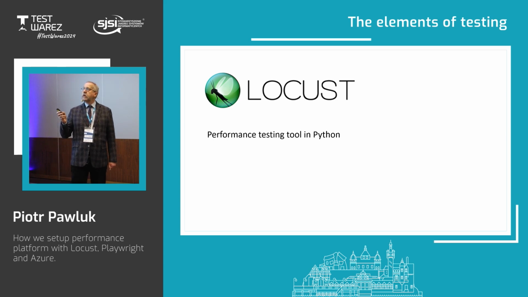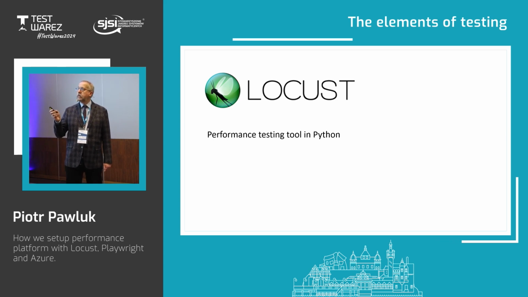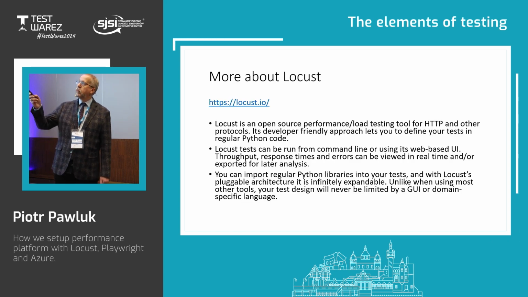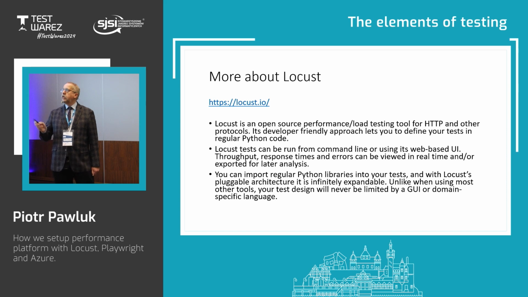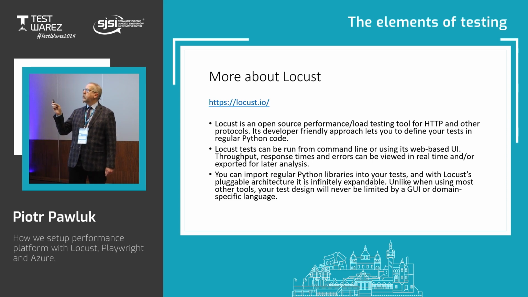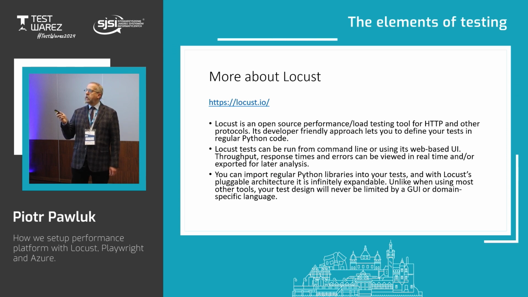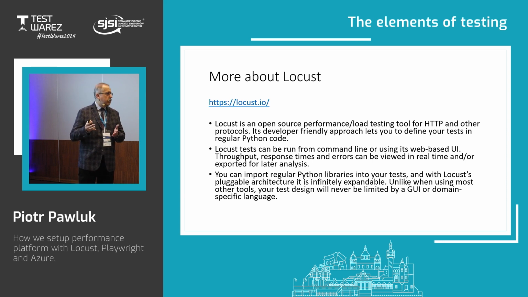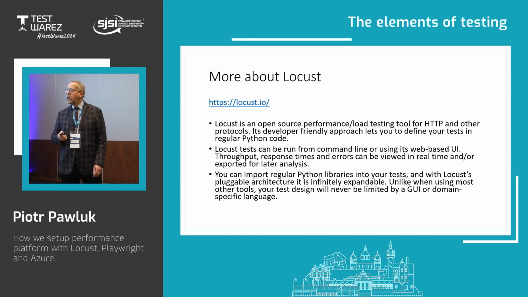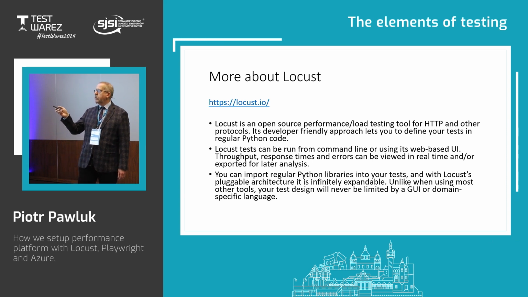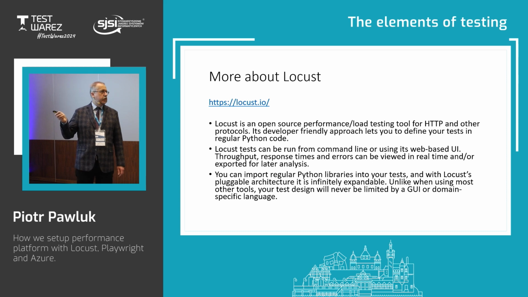First, Locust. It is a performance testing tool in Python. Some advertisement from the Locust page, so you can go to locust.io and read it. It is an open source performance load testing tool to test regular Python code. So you write the test in Python. Locust can be run from the command line or using a web-based URL, so you can start it automatically from some other tool. And it is indefinitely expandable, so you can run other tools inside the script.